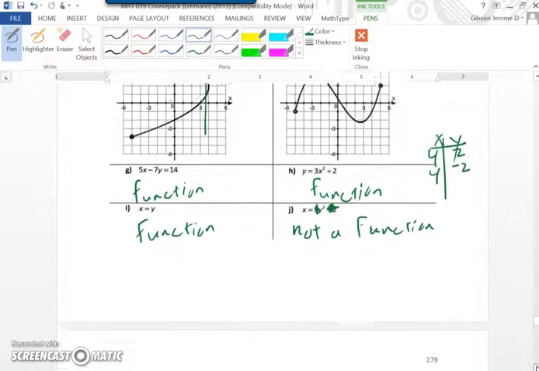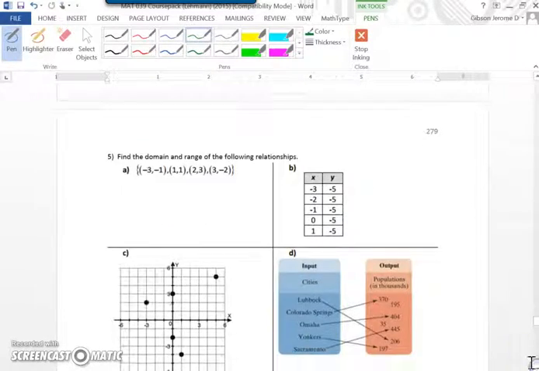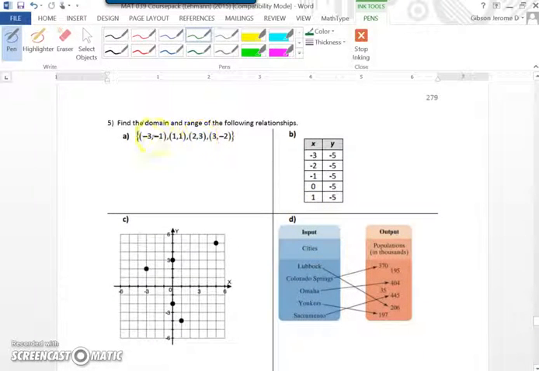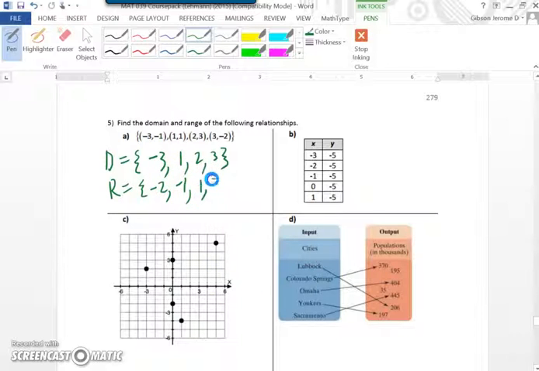Okay, now we scroll here to page 279, which is the third page. It says, find the domain and range of the following relationships. Remember, the domain is your x values, and the range is your y values. So the domain here, we typically list in numerical order, so it'd be negative 3, 1, 2, and 3. And your range is your y values, so we'll have negative 2, negative 1, 1, and 3. Because we try and list them in order from smallest to greatest.